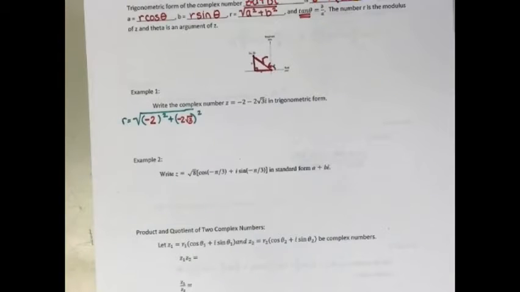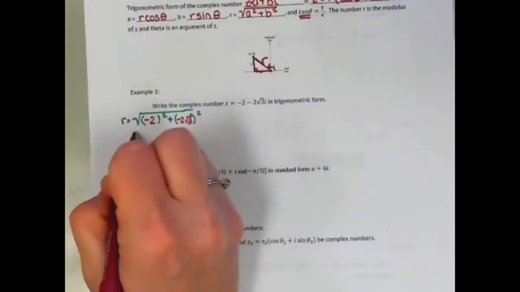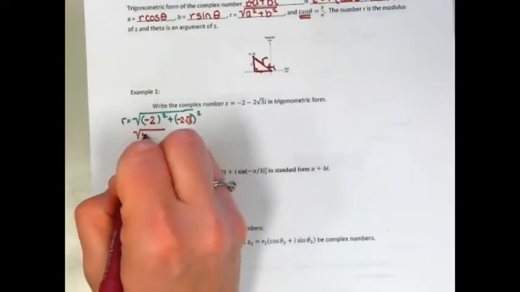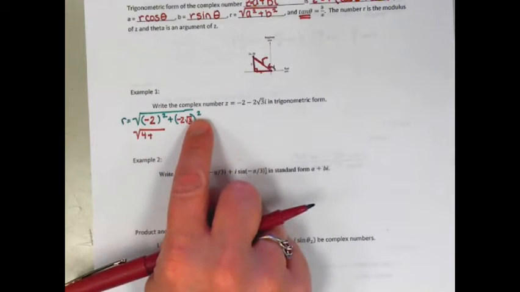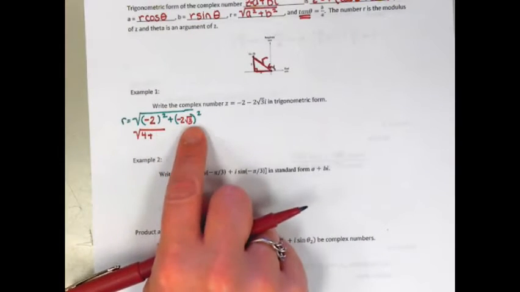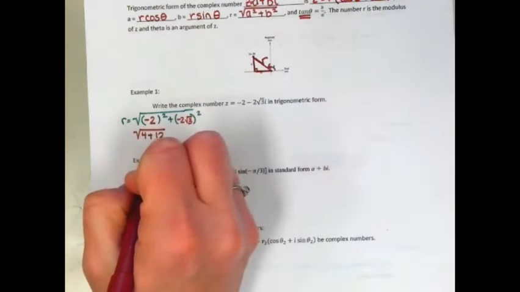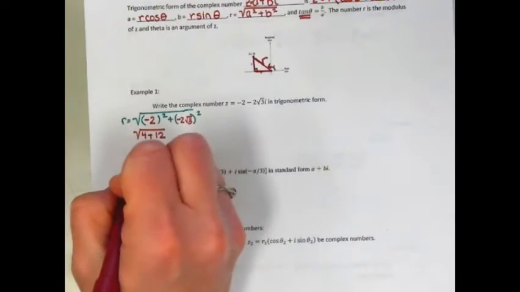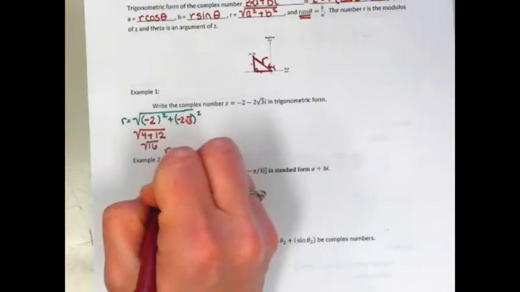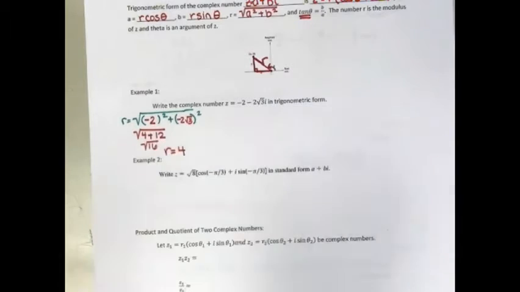What's -2 squared? 4. Plus, what's -2 radical 3 squared? The 2 squared is 4, and the square root of 3 squared is 3. So what's 4 times 3? 12. Good. And 4 plus 12 is 16. So what is the square root of 16? 4. So we know our r is 4.